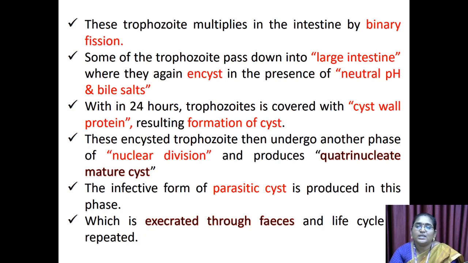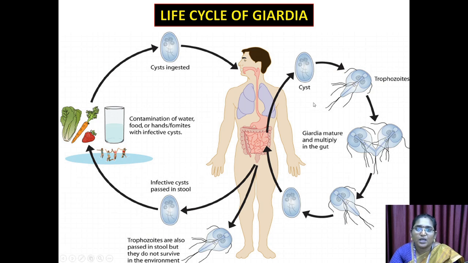These trophozoites multiply in the intestine by binary fission. Some of the trophozoites pass down into the large intestine, where they encyst in the presence of neutral pH and bile salts. Within 24 hours, the trophozoite is covered with cyst wall protein, resulting in formation of a cyst. These encysted trophozoites then undergo another phase of nuclear division and produce a quadrinucleate mature cyst. The infective form of the parasitic cyst is produced in this phase, which is excreted through feces and the life cycle is repeated. This is the life cycle of Giardia.